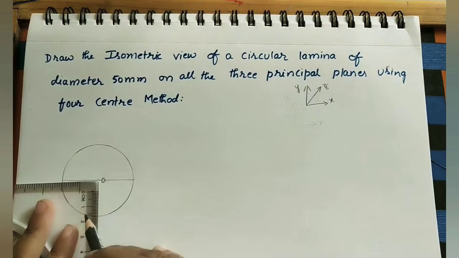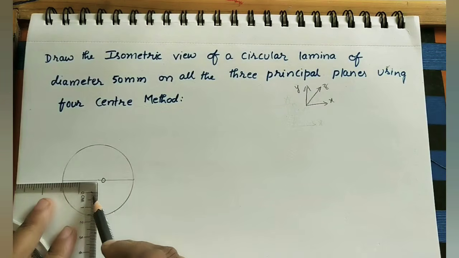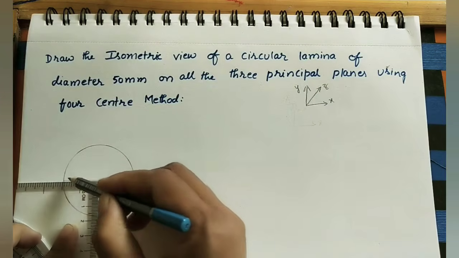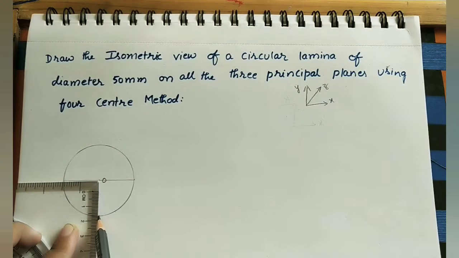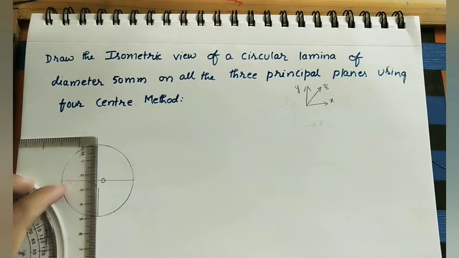For doing the vertical diameter, as we know, a vertical line is perpendicular to a horizontal line. This angle is 90 degrees. And at this point, this scale should coincide with this line. Here I am using set squares for getting the line. Extend this line. It is the vertical diameter.